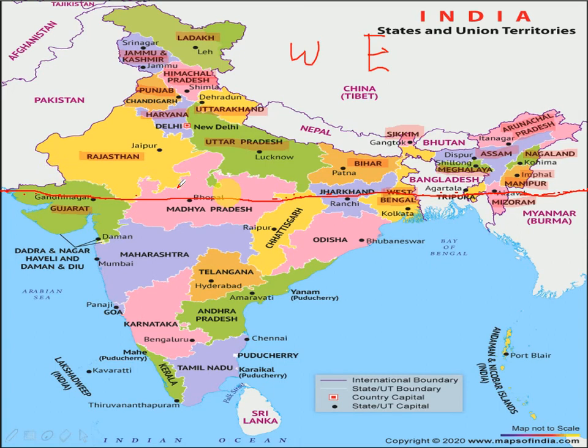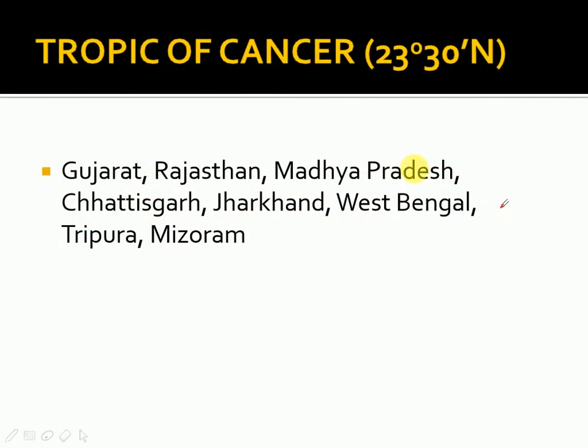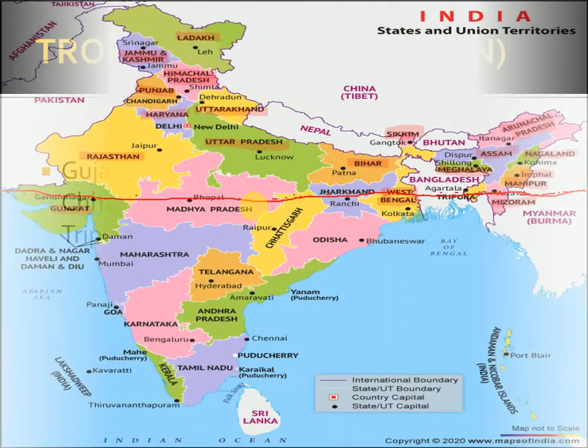You need to remember them as they are: Gujarat, Rajasthan, Madhya Pradesh, Chhattisgarh, Jharkhand, West Bengal, Tripura, Mizoram. There have been a lot of questions asked from this one line, that is 23 degrees 30 minutes north. I will show you the number of questions that have been asked. So these are the states through which it passes: Gujarat, Rajasthan, Madhya Pradesh, Chhattisgarh, Jharkhand, West Bengal, Tripura, Mizoram.